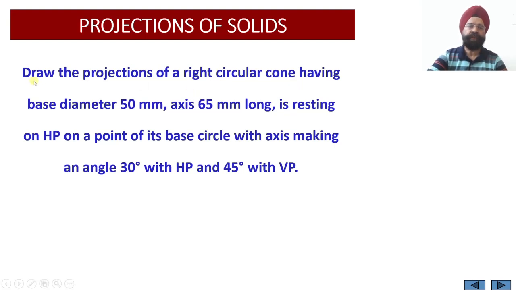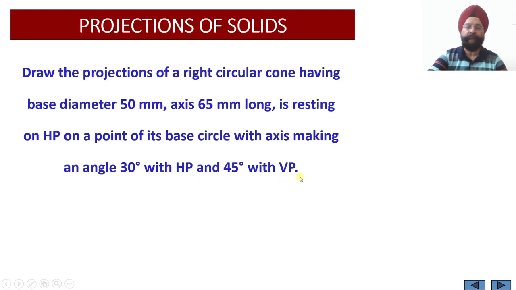So we are required to draw the projections of a right circular cone having base diameter equal to 50 millimeter, axis height equal to 65 millimeter, which is resting on the horizontal plane on a point of its base circle, with the axis making an angle of 30 degree with the horizontal plane and 45 degree with the vertical plane.